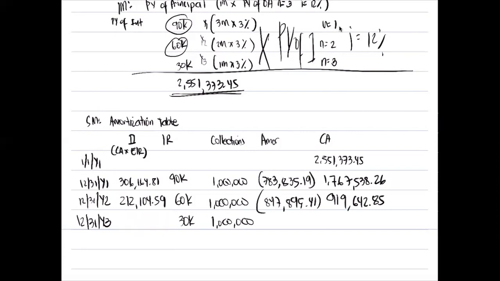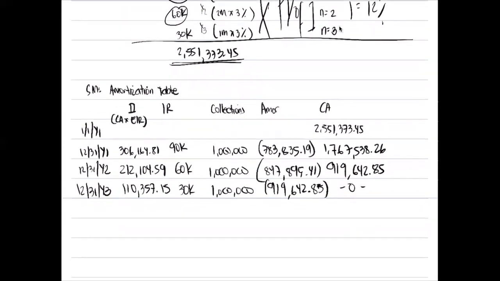919,642.85 multiplied by 12%, we will get 110,357.15. 110,357.15 less 30,000 less 1 million will give us 919,642.85. Okay, then this one is 0. Our carrying amount is 0.